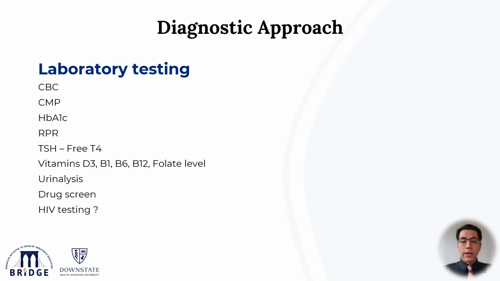Next is lab work. This is the standard battery that we order for patients presenting with cognitive impairment. It includes a CBC, a metabolic panel, a hemoglobin A1C, screening for syphilis, TSH, vitamins D, B1, B6, B12, and folate, a urinalysis, and in some cases, a drug screen and HIV testing may be needed.